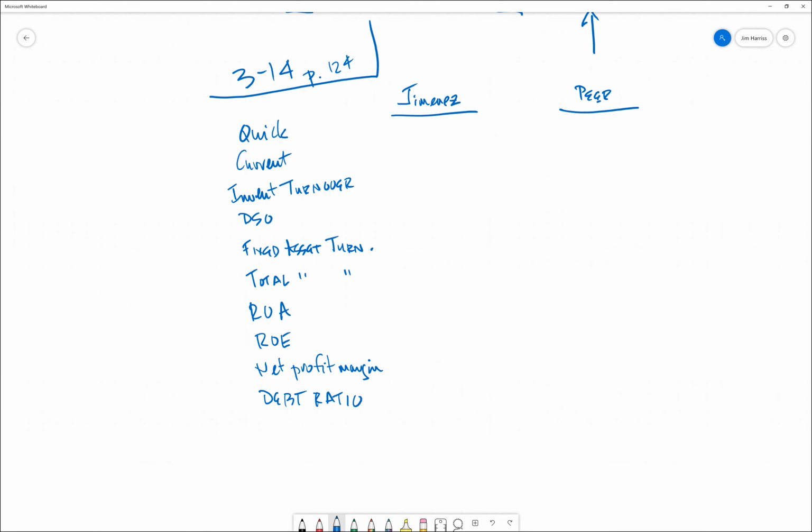Okay, so what numbers should you have come up with if you've done this problem for Jimenez? All right, well, Jimenez should have 0.85, a 2.7, now 4 to 4.8, depending on whether for the inventory turnover you used sales or cost of goods sold as your numerator. All right, and then DSO is 10.